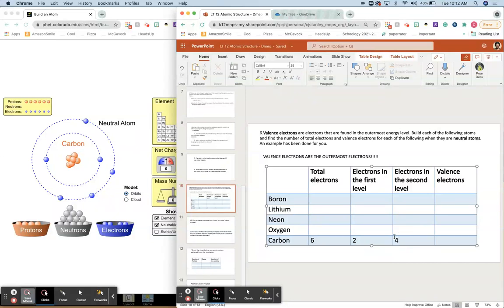And if you remember my lovely chant that I just screamed at you, valence electrons are the outermost electrons. That means that valence electrons are going to be those outermost electrons. And I have 4 electrons on that outermost level, which means I have 4 valence electrons.